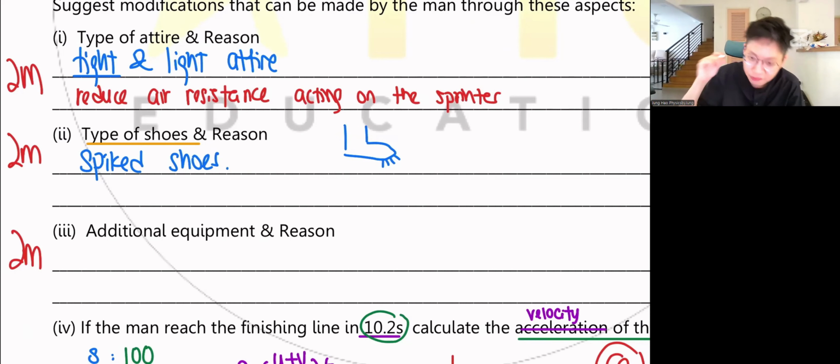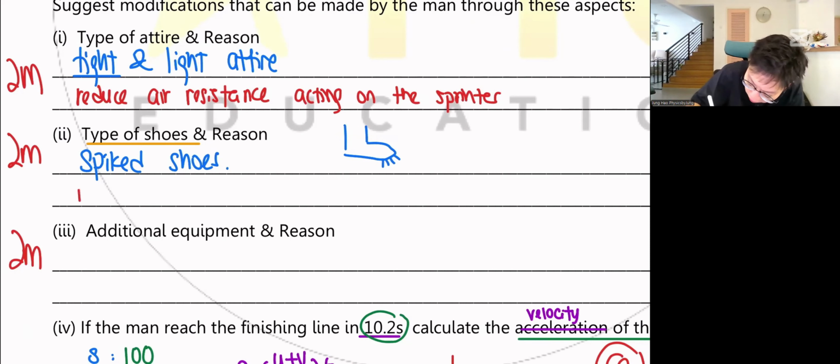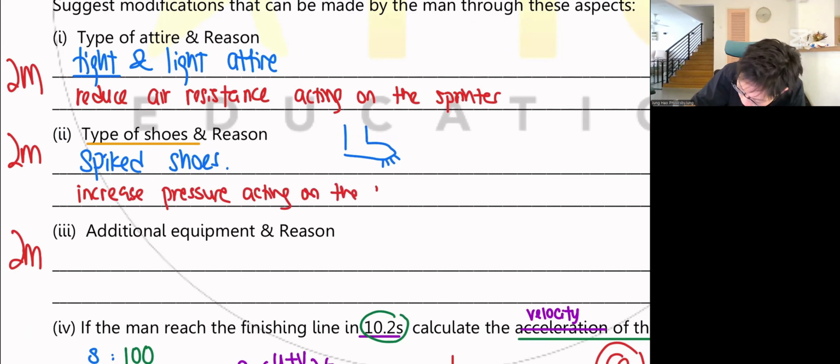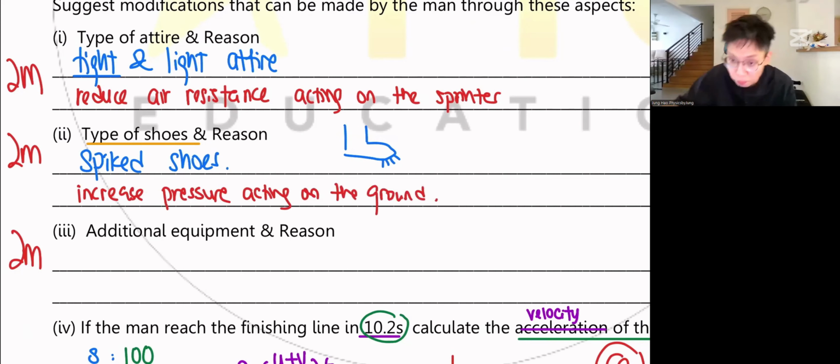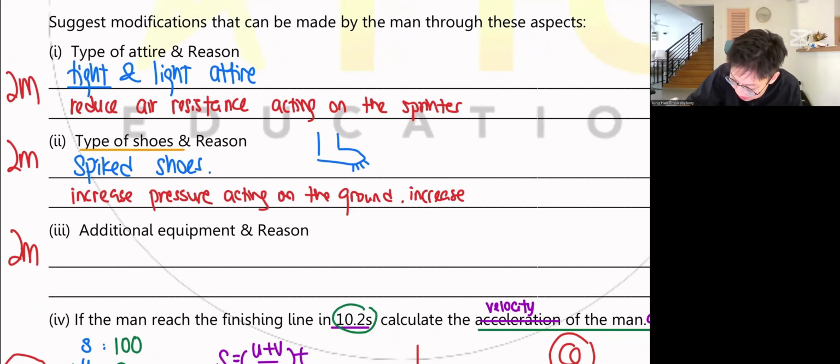So why do you want to have spikes in front? Yes, very good. You can say smaller surface area, anything is okay, but I will just say that it will increase the pressure acting on the ground because it is a smaller surface area. Therefore, I will be able to increase the grip.